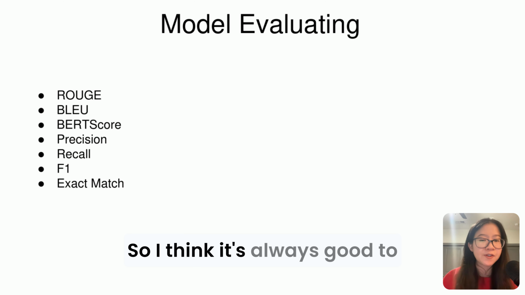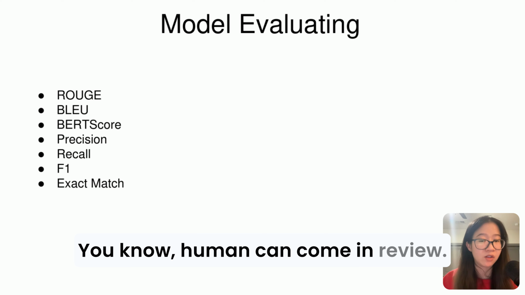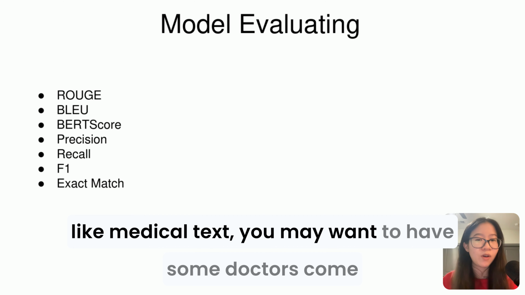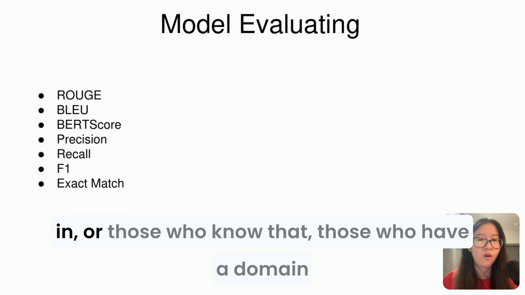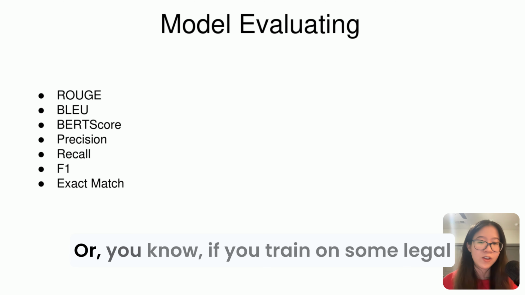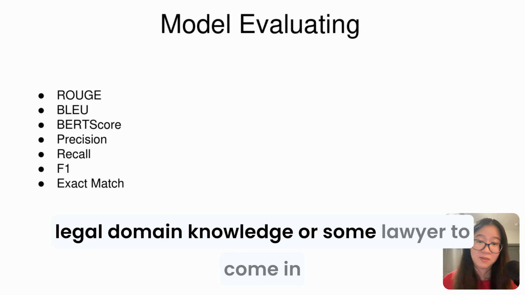So I think it's always good to have a human in the loop. Humans can come in and review. For example, if you are training or fine tuning on tasks like medical text, you may want to have some doctors, or those who have domain knowledge, come in to confirm that this is the right answer. Or if you train on some legal documents, you may want to have someone with legal domain knowledge or some lawyer come in and confirm with you that this is correct.